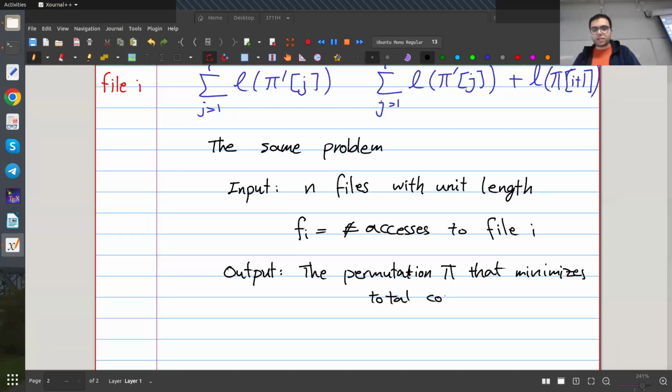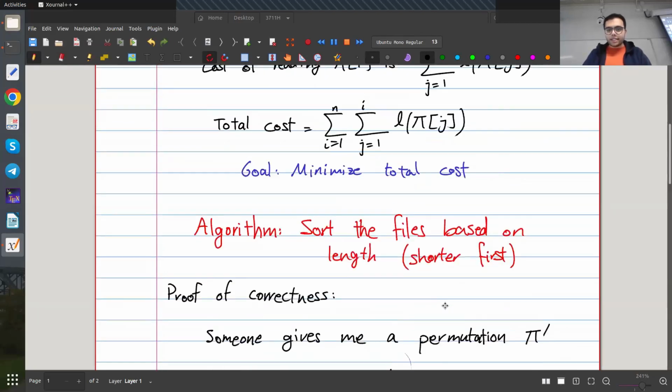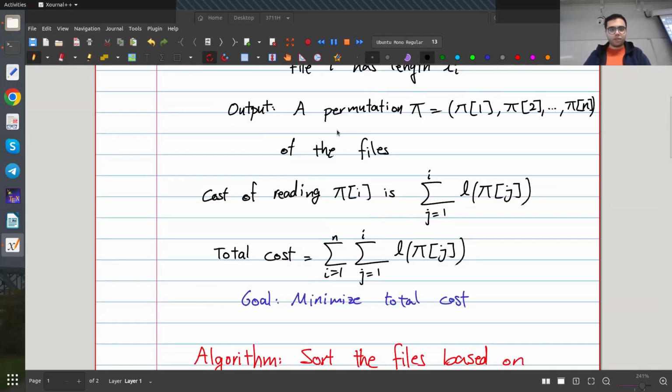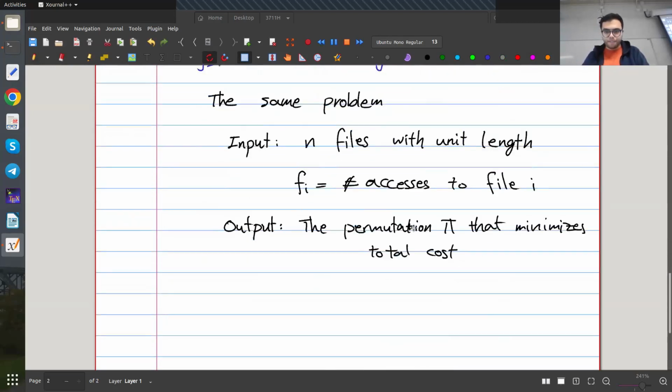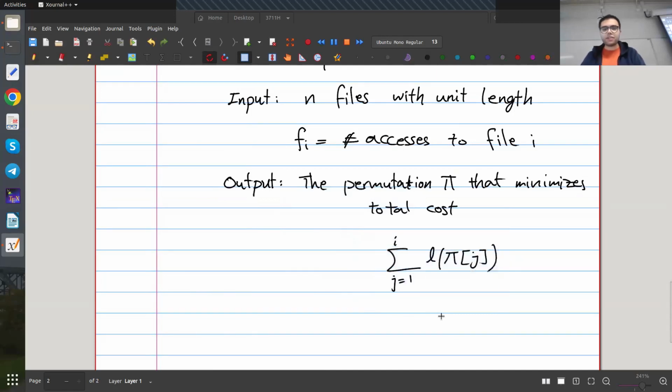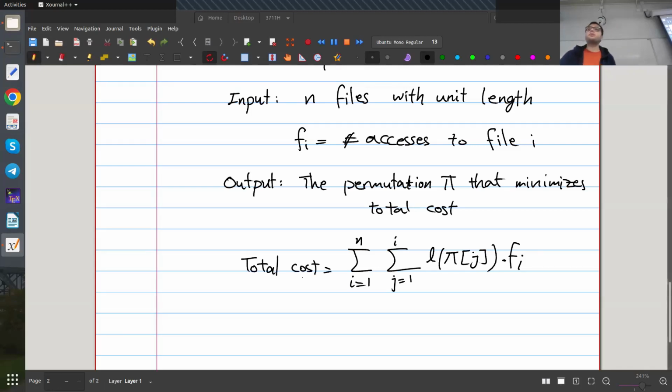But now what's my total cost? Well, again, the cost of one access to one file is exactly the same as before. So it's just this sum. Okay, this is the cost of one access to file number i. But now I know that I'm going to have f_i accesses, so I have to multiply this by f_i. Right? That's the number of times I'm accessing file number i. And of course, I have to sum this over all of my files. So this is now my new total cost function. This is what I want to minimize.